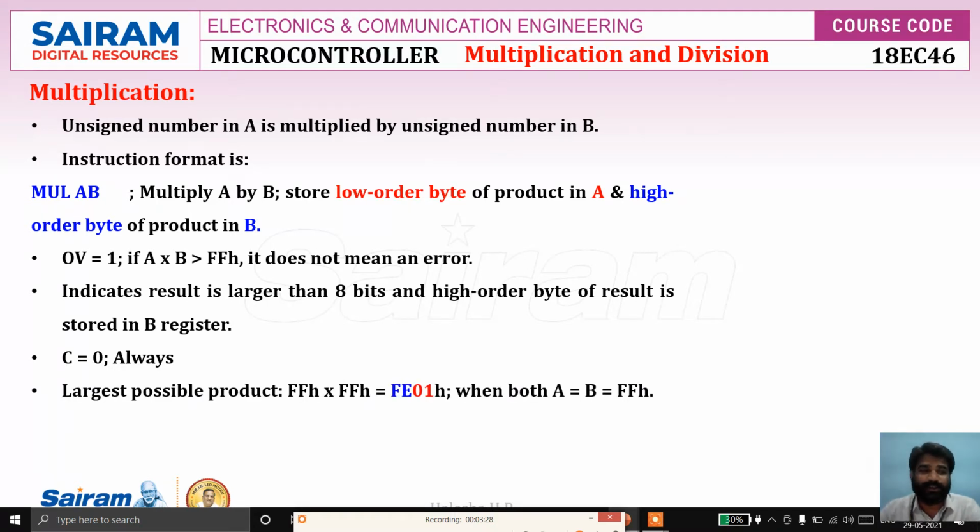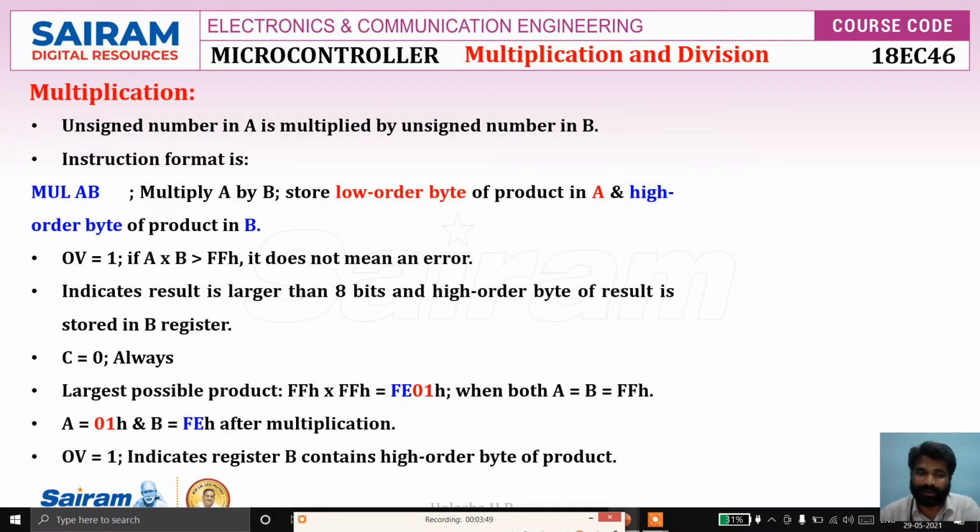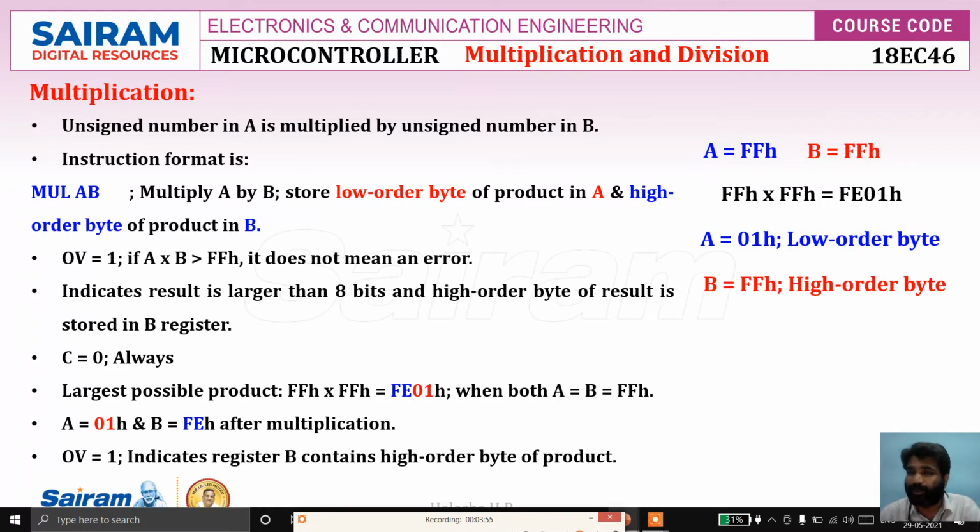We know the largest possible product: if we consider both operands are FF, you will get the result FE01. So when both A and B are equal to FF, A will have the low byte result 01 and B stores the high byte result FE after the multiplication. Again here overflow is set to 1, indicating B has the high byte of the result. This is the operation.